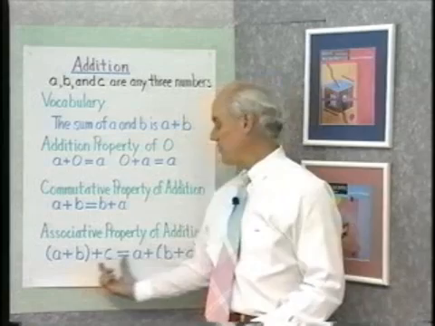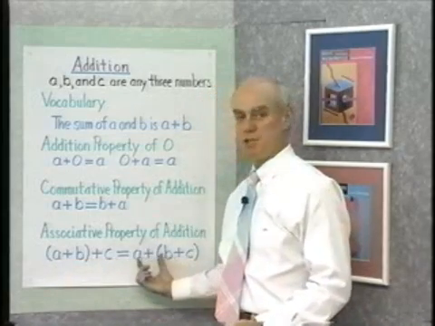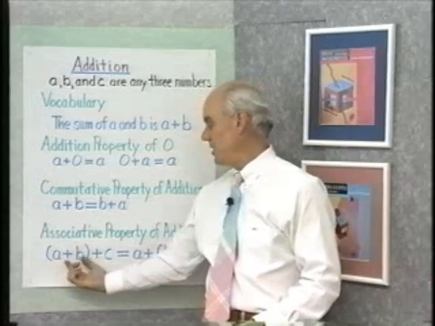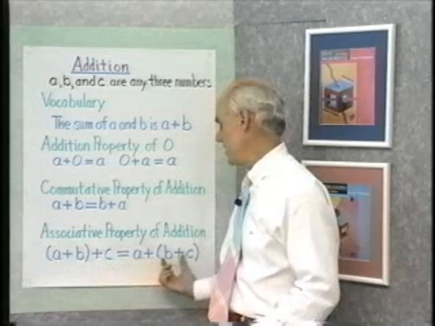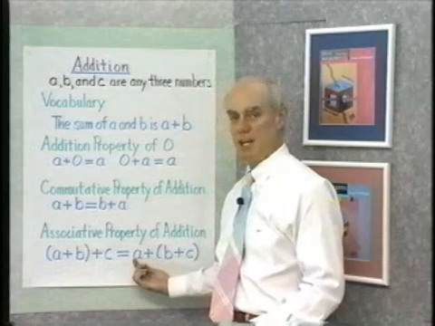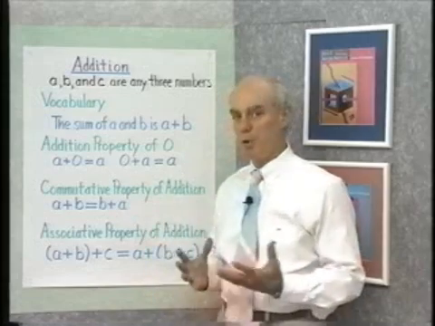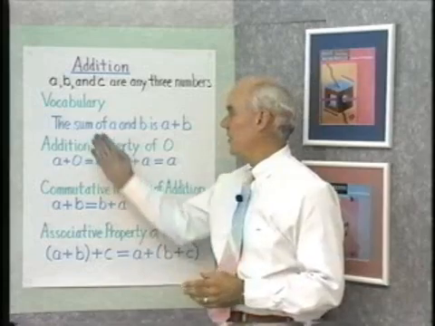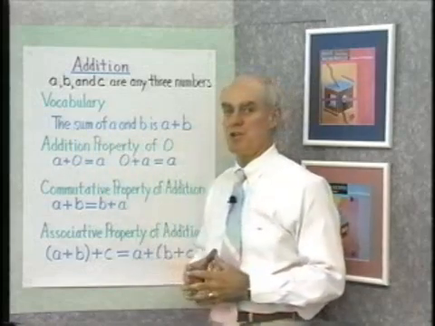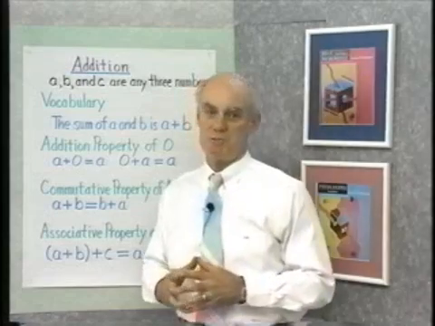So if we're going to add three numbers, we can add any two of them first, and the result will be the same. If I add A and B and then add C to what I get, it will be the exact same thing as adding B and C and then adding A to what I get. So commutative property, associative property, both important properties for addition. 0 is an important number with addition, and the word sum is always associated with A plus B. So let's go to the board now and take a look at our first problem.